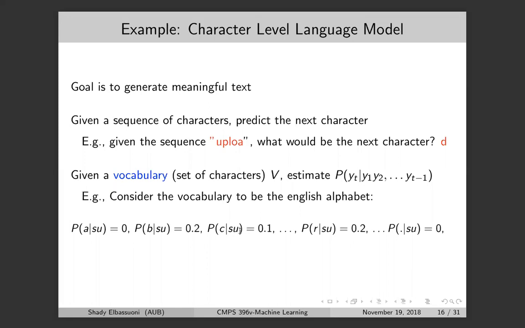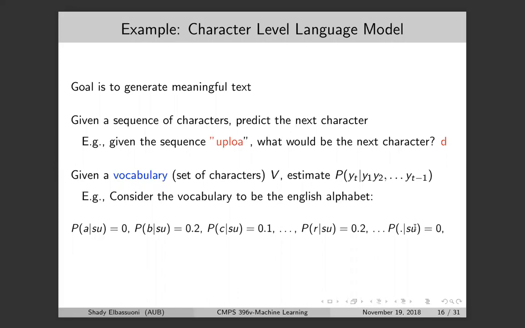Again, C after SU has some probability, and so on. You're computing the probability, including the probability of the full stop, so ending the word with just SU. That is, a word with just SU, nothing else. That's what I mean by the probability of full stop given SU.